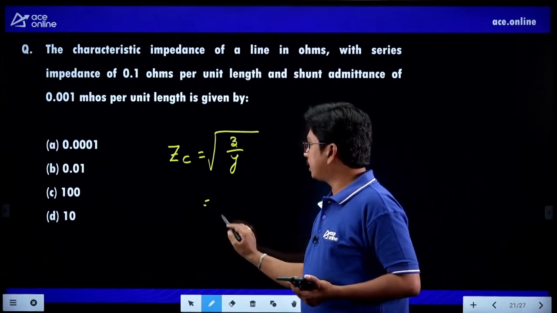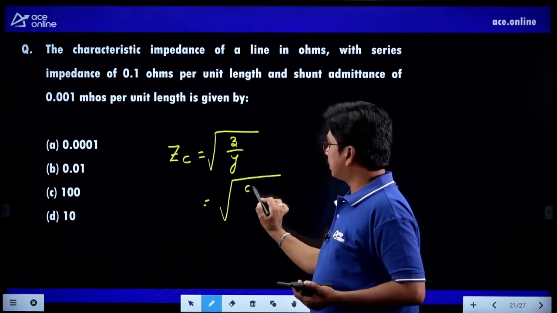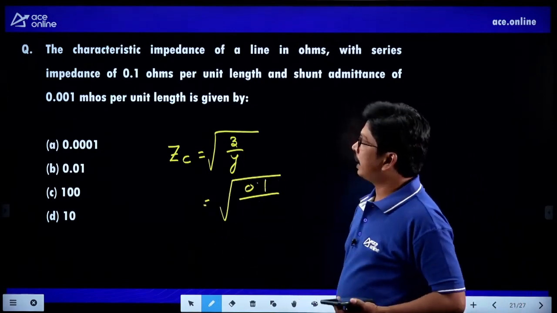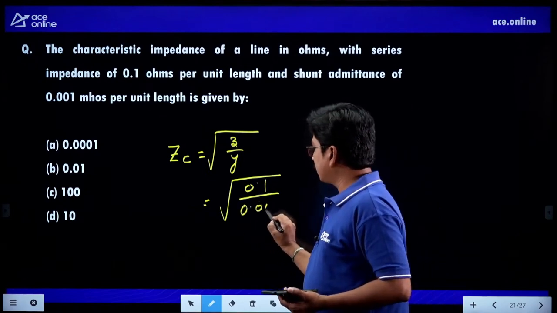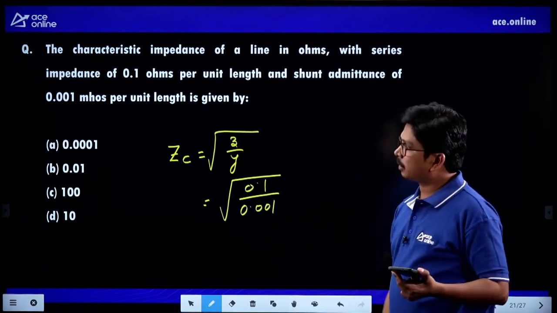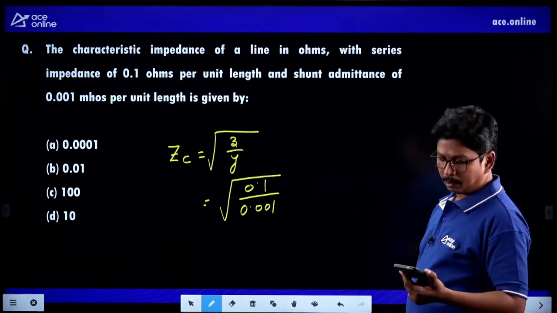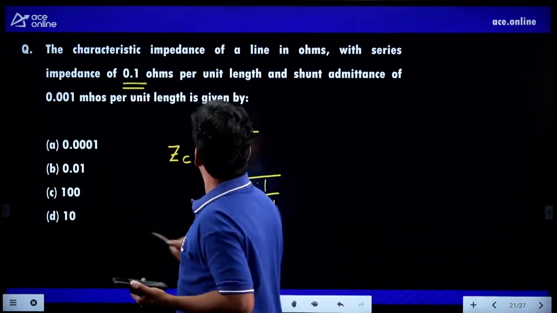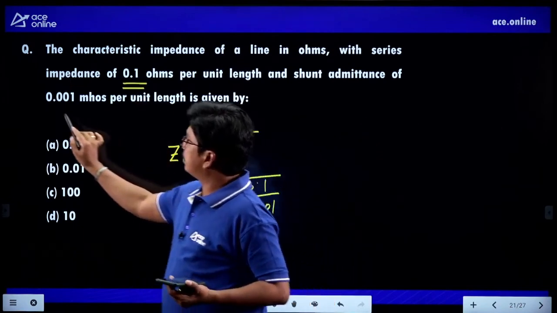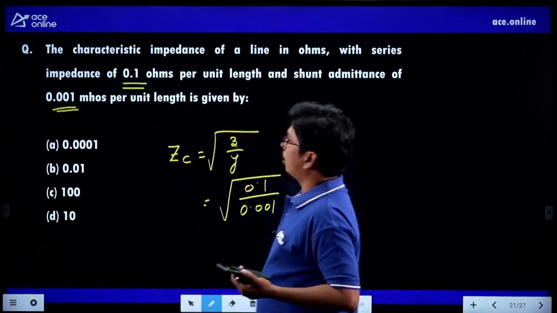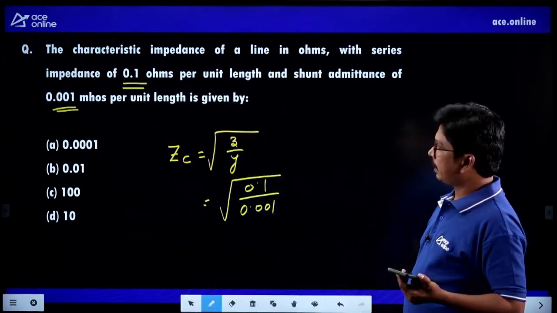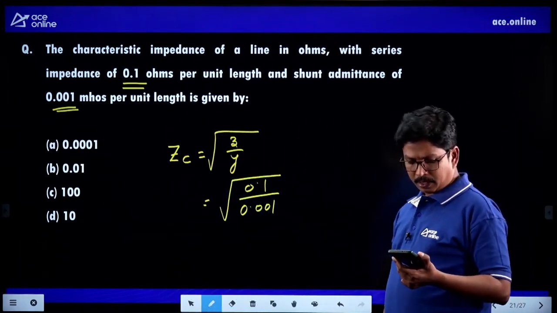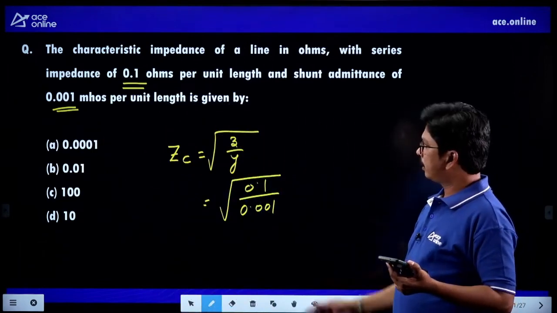You can substitute those values here. What is Z they have given? 0.1, and what is Y they have given? 0.001. So series impedance is given as 0.1 ohms and shunt admittance is given as 0.001 mho. Right? Please check it. Is it B? Anita, is it B? ZC.